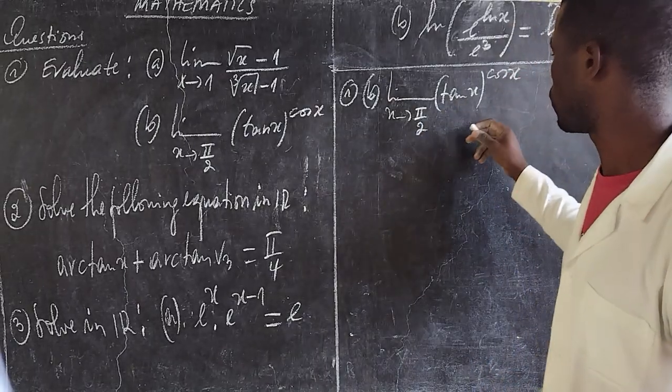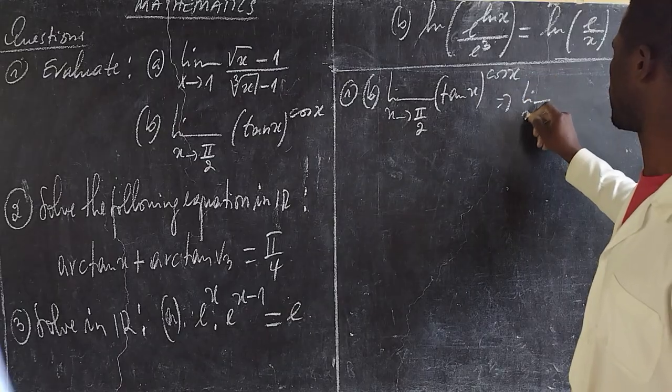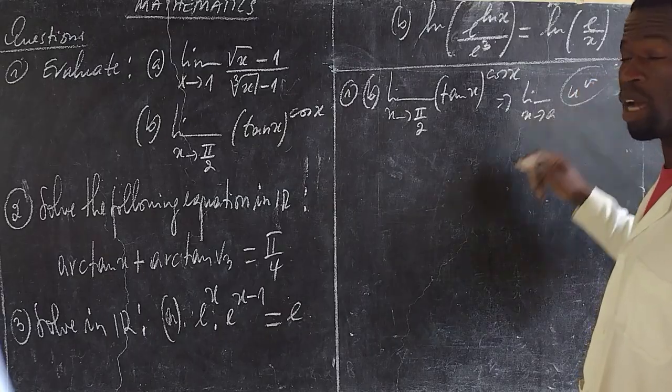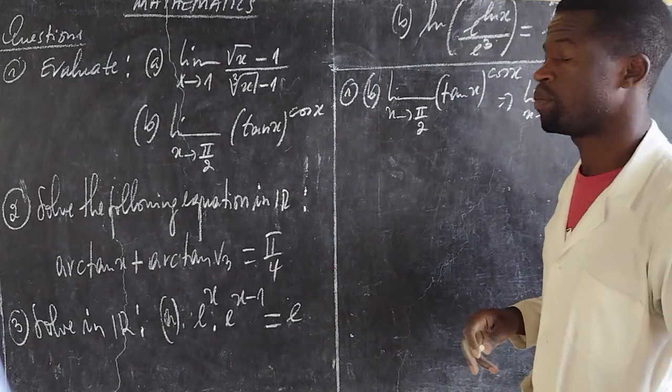Here we have a limit as x approaches a number, of a function to the power of a function, where usually you add a function. It's very simple and easy.